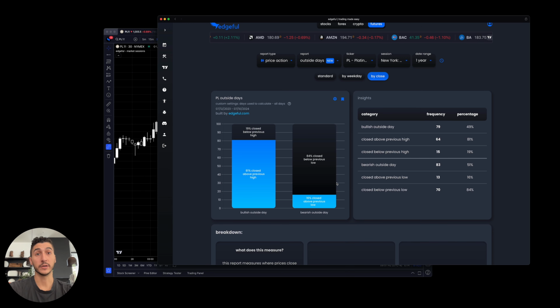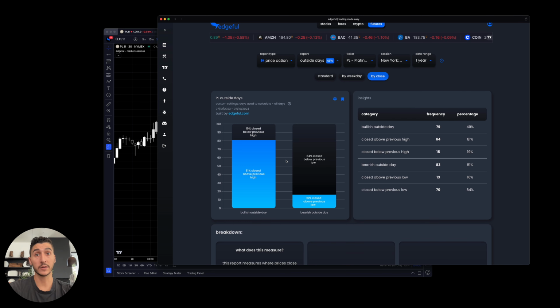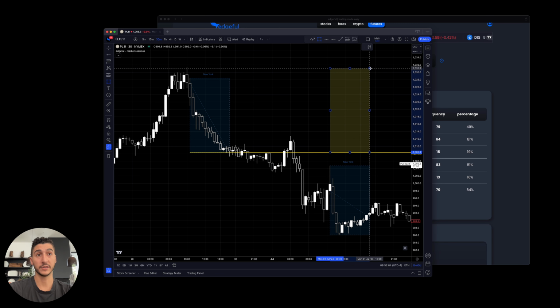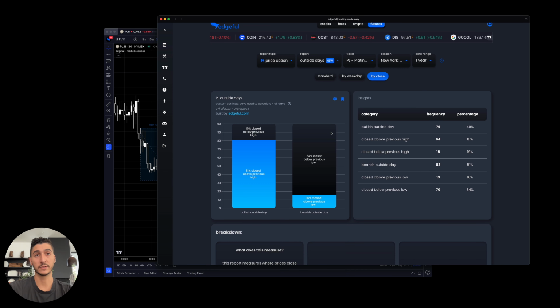Now, you can see what this report is measuring is all of the days. So this one gets included now. And when you consider all of the days, 81% of the time for platinum in the last year, you can expect price to close below the previous day's low. So there is a very high chance that price is not going to close above this area today, in this case.